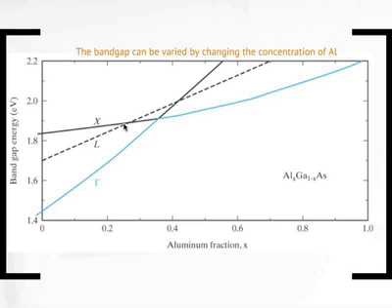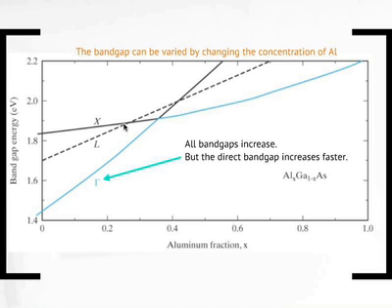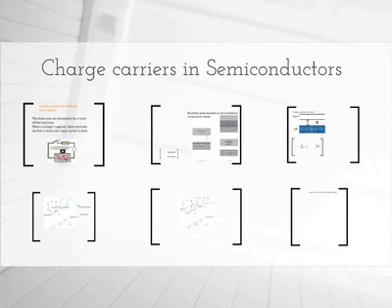We'll come back to this later on when we talk about these kinds of devices. So you can see below that line is direct band gap, above this line is the indirect band gap, as I mentioned. So that's again just qualitative understanding of band gap engineering. Now we're going to jump into charge carriers and semiconductors. So how do we model them? How do they behave? And so on and so forth.